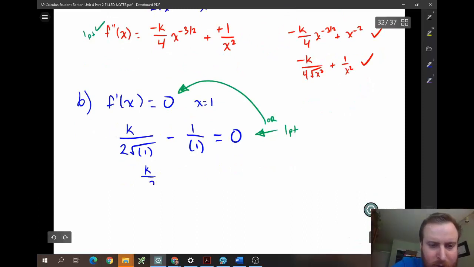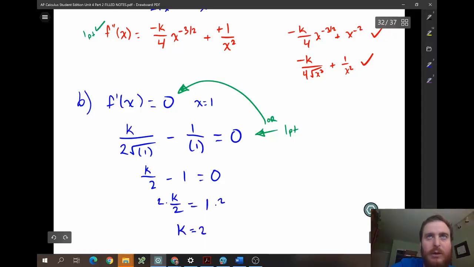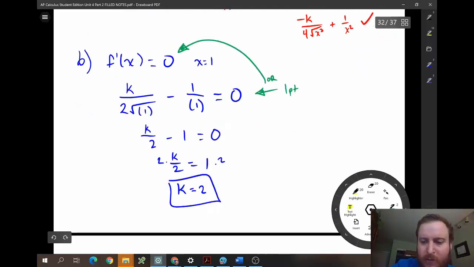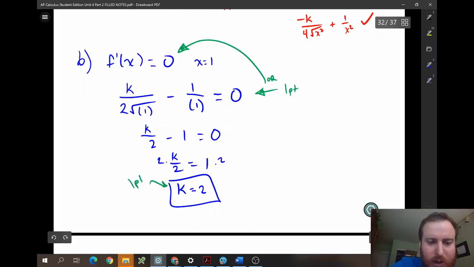So this becomes k over 2 minus 1 equals 0. I'm going to add 1 to both sides, multiply both sides by 2, and we'll get k equals 2. Okay. This would have been a second point right there, solving for k. Getting 2 gets you a second point.